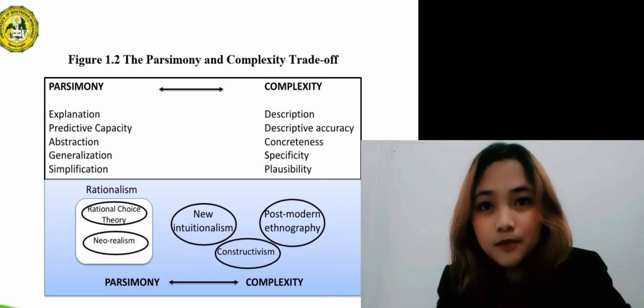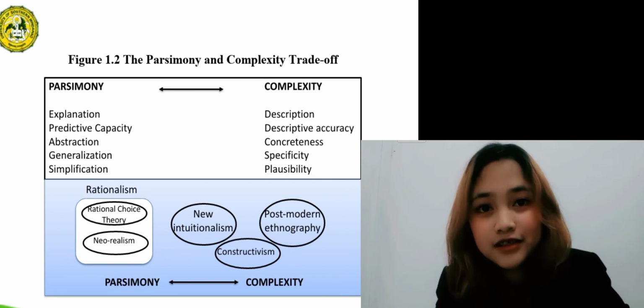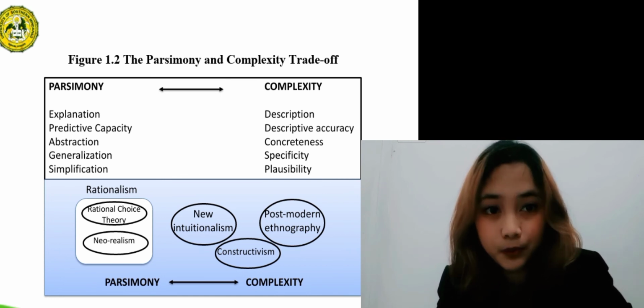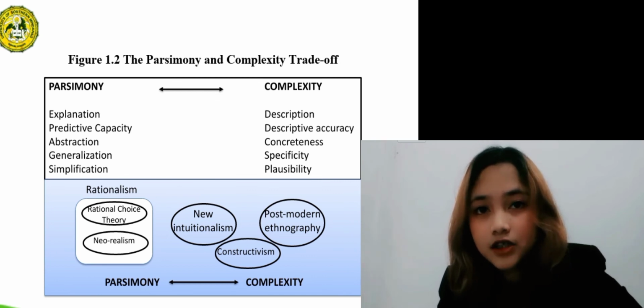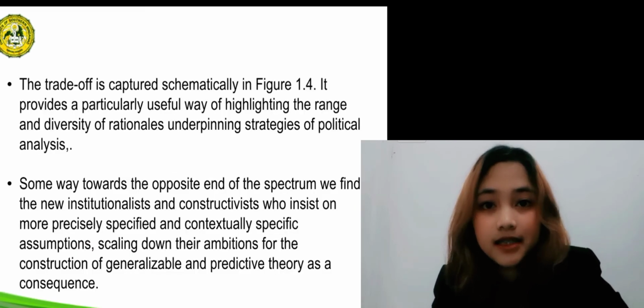To support this claim, abstraction and simplification make prediction possible, but the greater the degree of abstraction and simplification, the less useful that prediction is likely to prove. Here in the second figure, the parsimony-complexity trade-off, it was clearly highlighted the range and diversity of rationales underpinning strategies of political analysis in both inductive and deductive approaches. At the parsimonious end of the spectrum, rationalist perspectives value the predictive capacity that comes with the choice of simplifying theoretical assumptions.